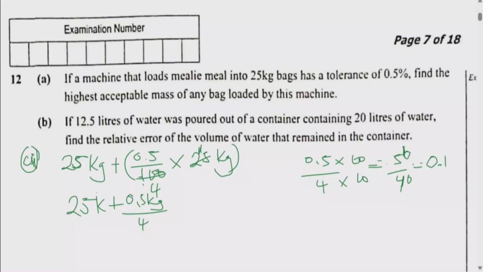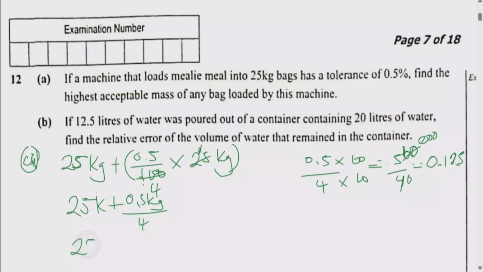40 into 10 can't go, so we add a 0 here. Then 40 into 100 goes 2 times, remainder 20. 40 into 20 can't go, so we put 0 to 20 and it becomes 200. 40 into 200 goes 5 times. So 0.125 is the tolerance.